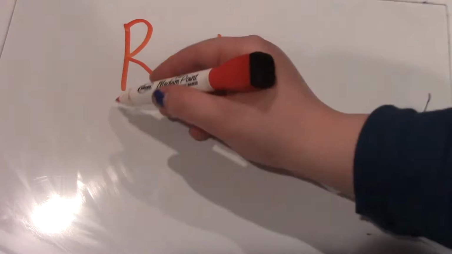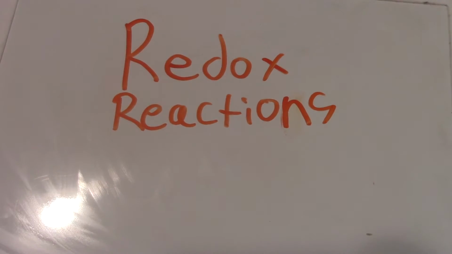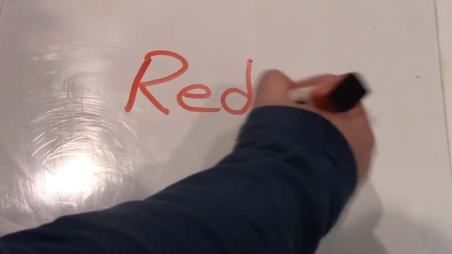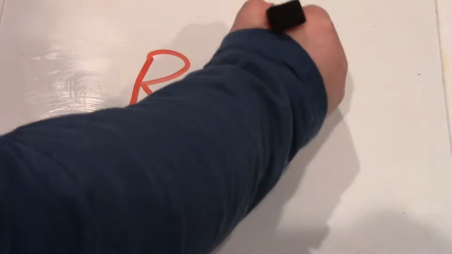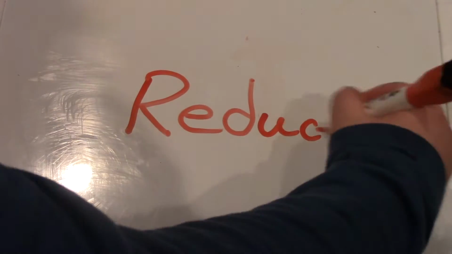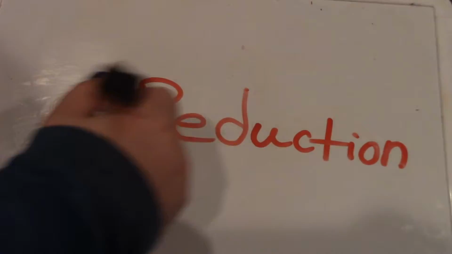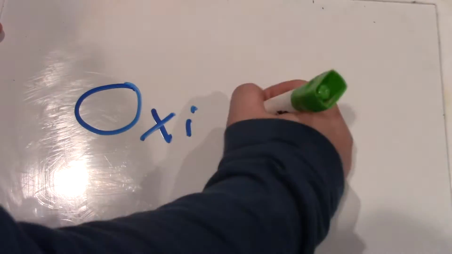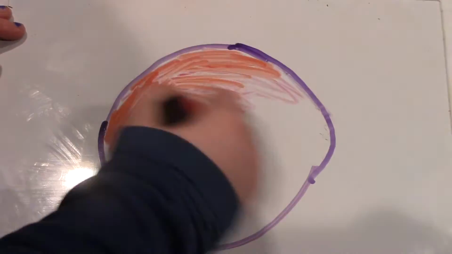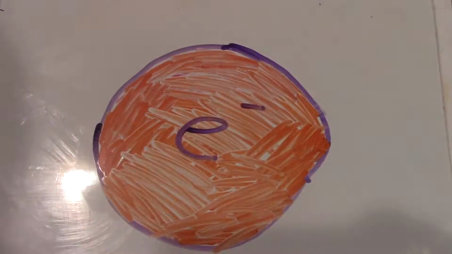Today we're going to be talking about redox reactions and their role in single replacement reactions. So what exactly does the word redox mean? It's actually a combination of two words used in chemistry. The first being reduction, and the second one, oxidation. Redox reactions focus primarily on the transfer of electron particles in a reaction.